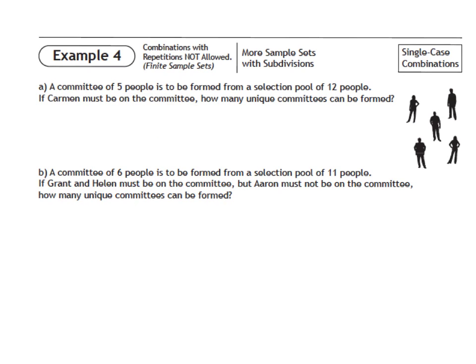A committee of 5 people is to be formed from a selection pool of 12 people. So if that was it, you'd just do 12 choose 5, right? But there are some other restrictions here. It says, if Carmen must be on the committee, how many unique committees can be formed? So one of those 12 people has to be on the committee. She's already chosen.